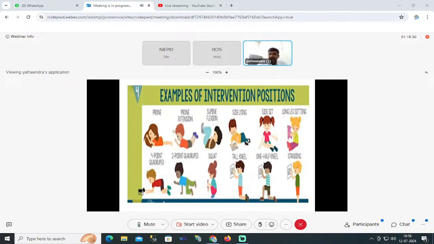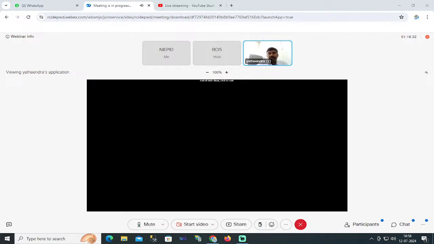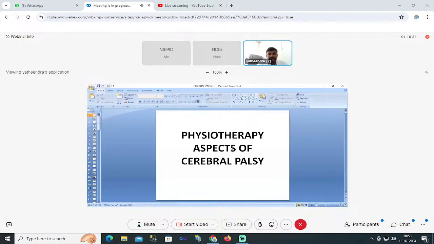So this is about CP intervention from the therapeutic aspect, from the physiotherapy aspect. Okay. The next session will be taken by our staff, Lakshmi sir, senior person in speech pathology. He'll be taking care of the second session, speech aspects of cerebral palsy.